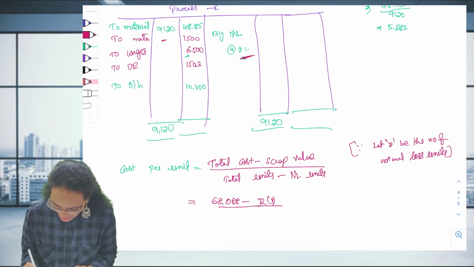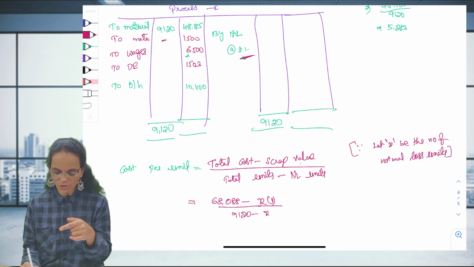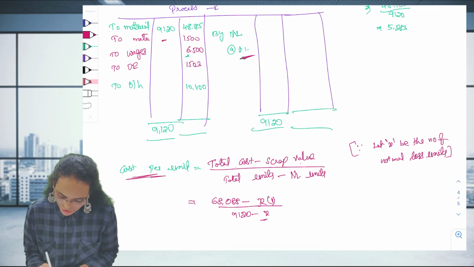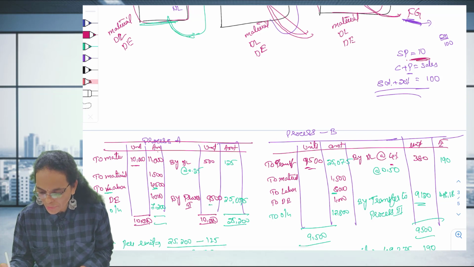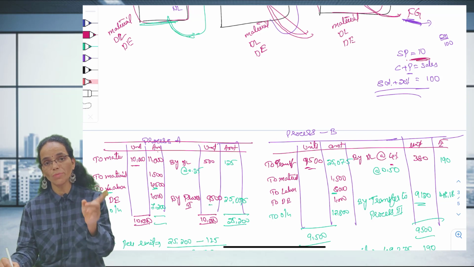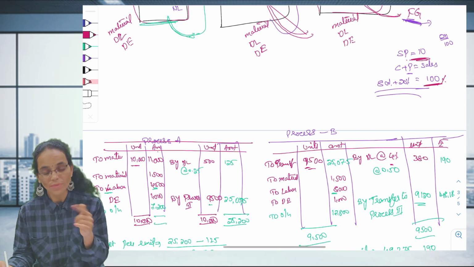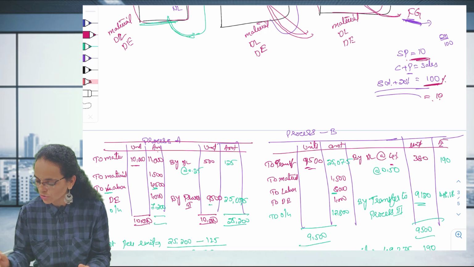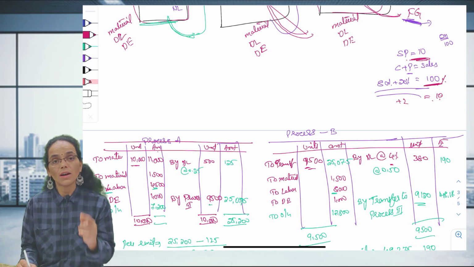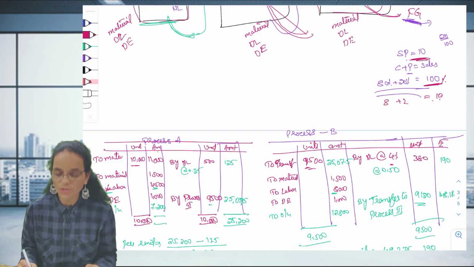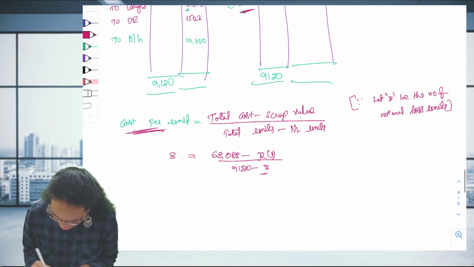Total units how many? 9,120, divided by normal loss units X. Cost per unit is how much? Cost per unit is given here. 10 rupees is the selling price. 20% on the sales is the profit. In the sense, 10 rupees is the 100%, into 20%, is 2 rupees, the profit. 8 rupees is the cost. That is what is said. So 8 rupees is the cost.